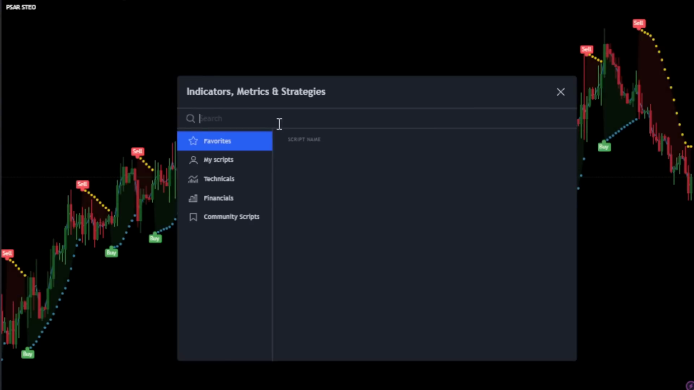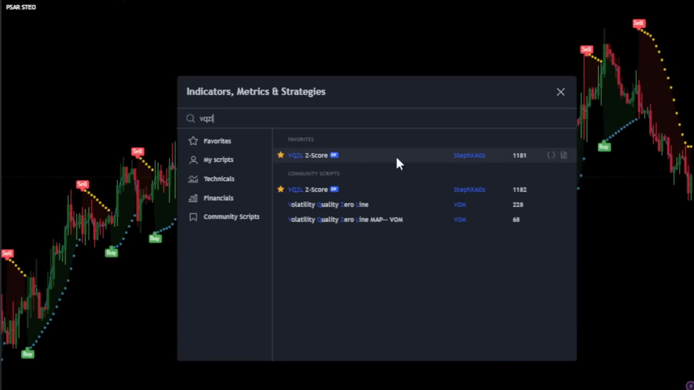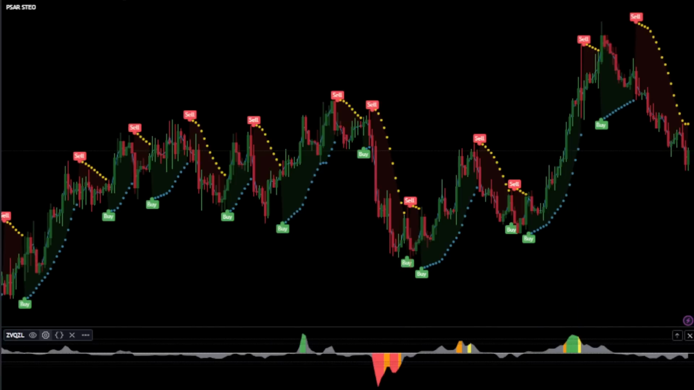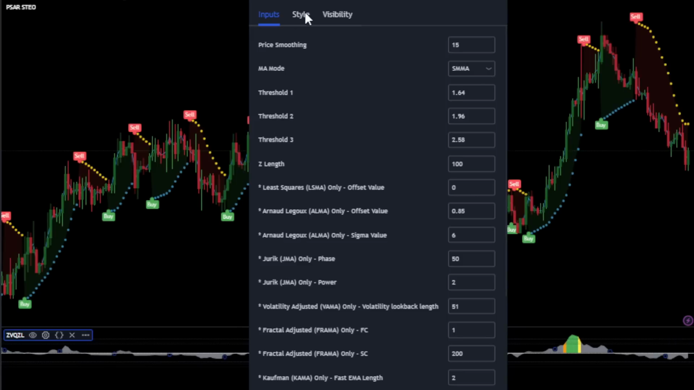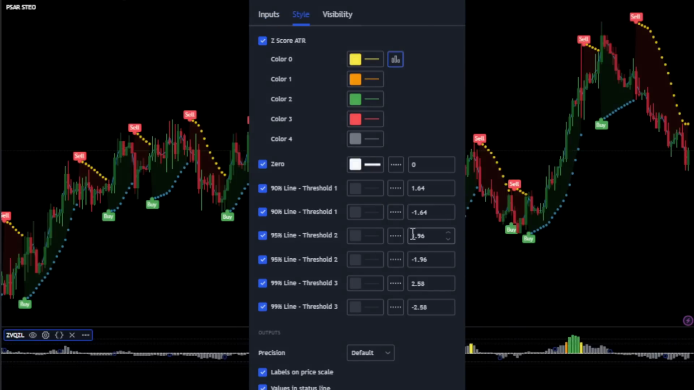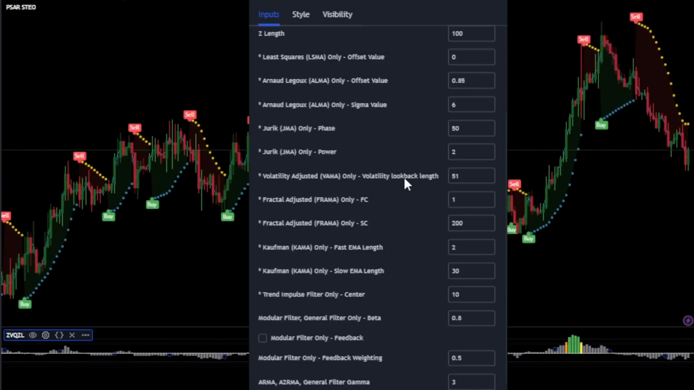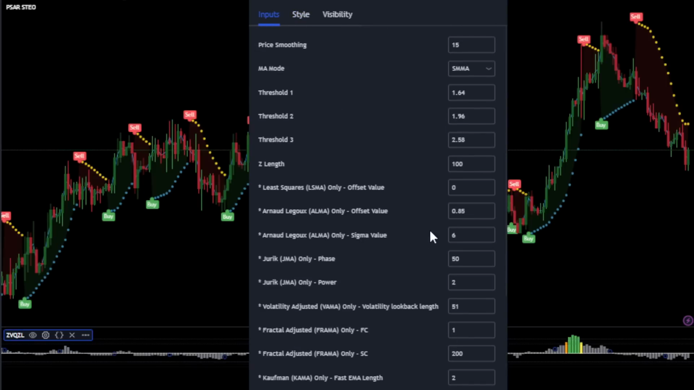Now we add our volatility indicator. We write VQZL Z-score created by StefXAGs. We are going to go to Style, and we will change its shape to be able to see it more clearly, we select columns. In Inputs, this indicator has many configurations that you can try.